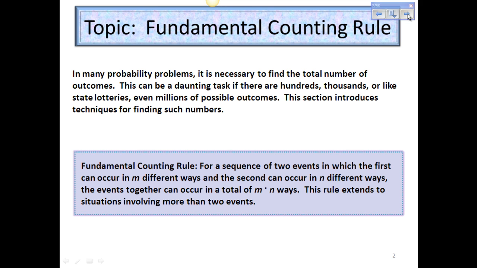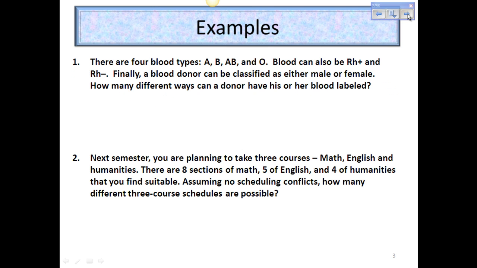For a sequence of two events in which the first can occur in m different ways and the second can occur in n different ways, the events together can occur in a total of m times n ways. And this rule will extend to situations involving more than two events. It could be 3, 4, 5 events or more.